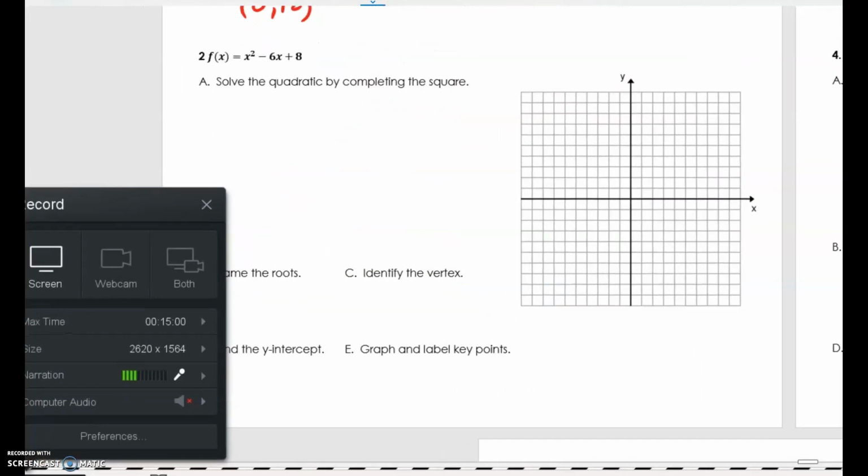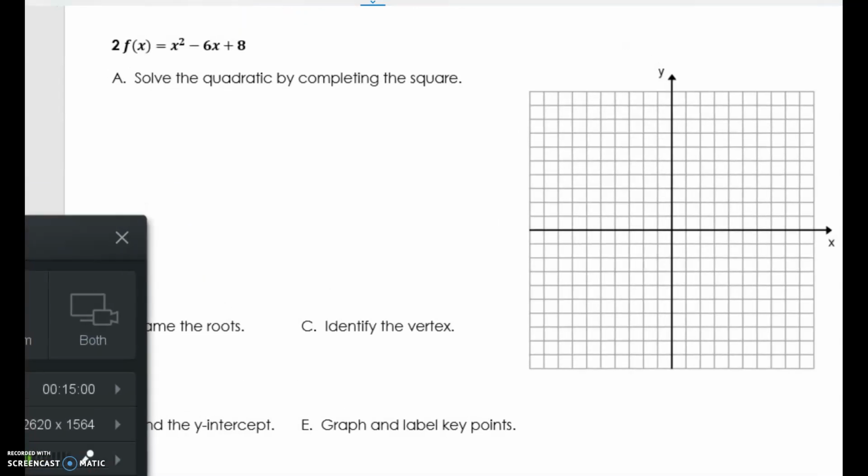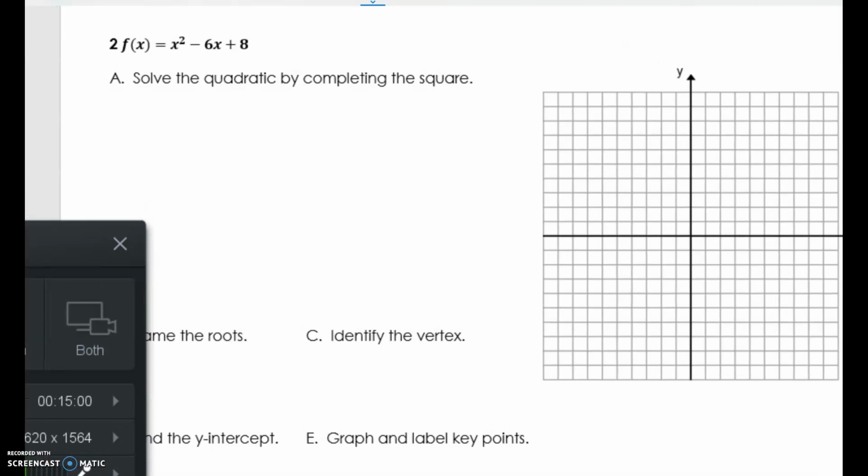Let's take a look at number 2. I'll let you guys give it a try first. So pause the video now and see if you can answer number 2. Your goal is to do it by completing the square. Okay, go ahead and do that. For question 2, you're completing the square. Although this one is factorable, you're going to have to complete the square in order to get full credit.